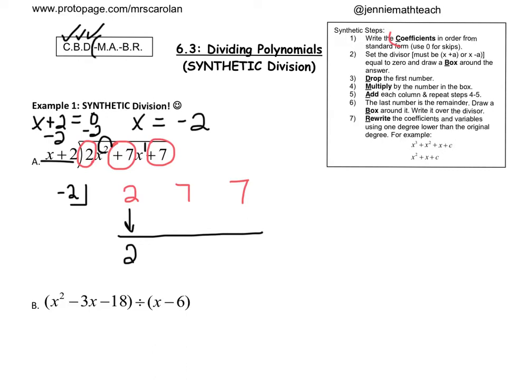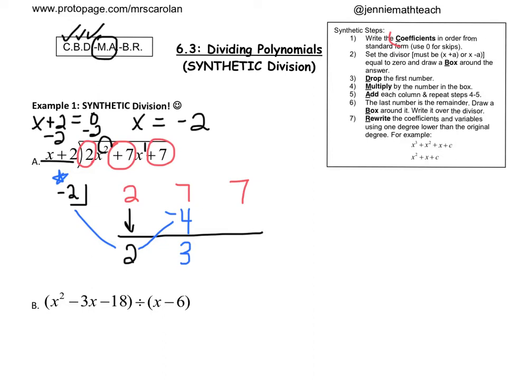Now we start multiplying and adding repeatedly until we're all done. We will always multiply by the number out in the box. So we do negative 2 times 2, and we get negative 4. So we'll put that right up here. Next, we will add 7 plus negative 4, and we get 3. So that goes right there.